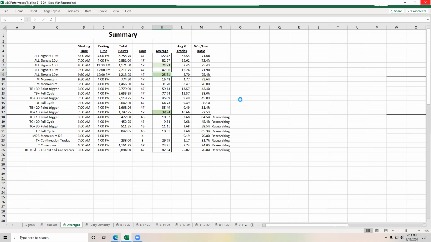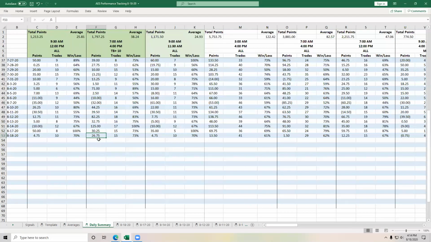The 10-point target, sorry, the trend bias trade only, where we use a 10-point profit trigger, is averaging 38 and a quarter points a day. Well, we did 26.35. Yesterday we did 30 and a quarter. Friday we did 125. We've had 82-point days. We've had losing days. We lost 32 points.